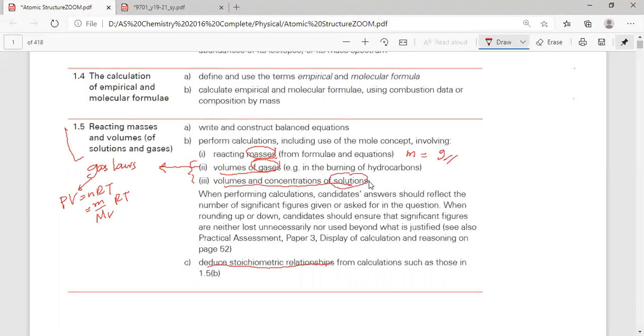We will look into this later, where the number of moles, or molarity, M equals number of moles over V, or the other form, number of moles equals MV over 1000 if you want to use it in cm cubed. So we look at these things here. I hope I can cover lots of examples. Take the time first, I don't want to miss the boat.